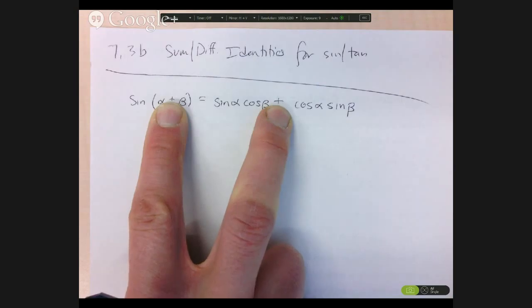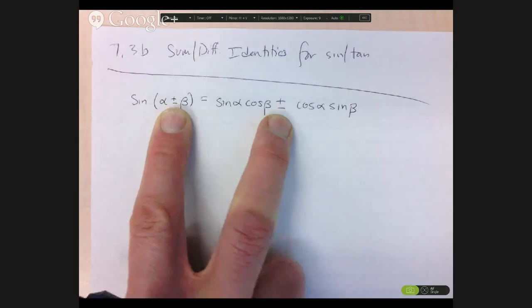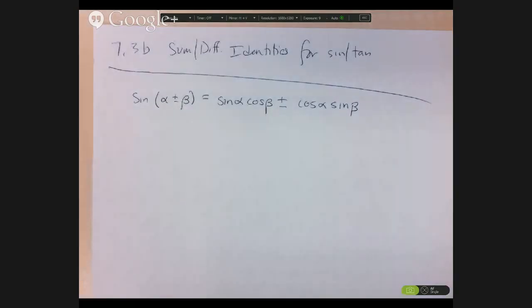Yesterday I split them up for you in cosine. The bottom two go together, so sine alpha minus beta is sine alpha cosine beta minus cosine alpha sine beta. So we have two formulas in one. It just saves us some note time and explanation.